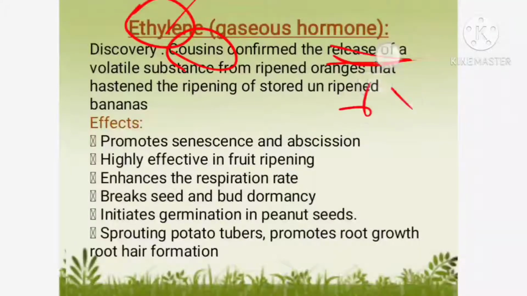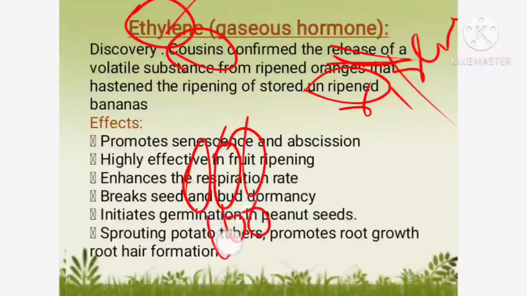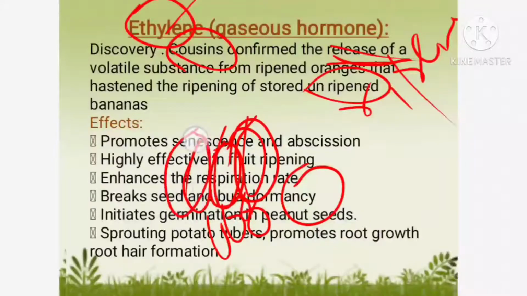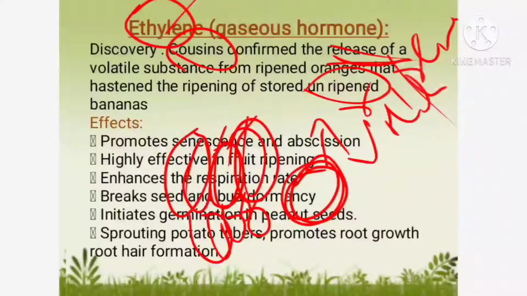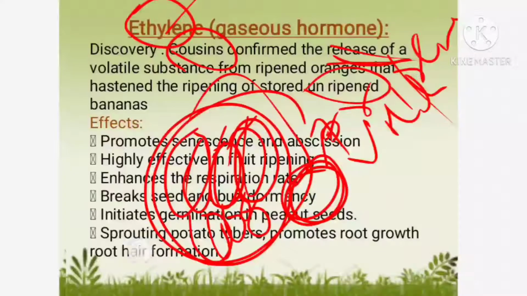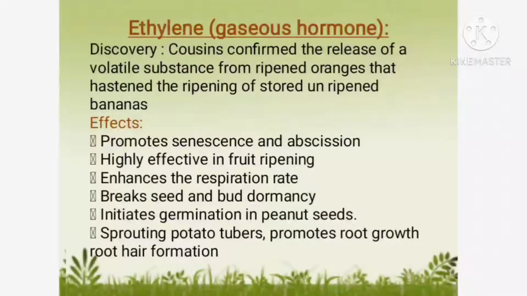He kept a ripened orange, which is emitting some sort of gas, with unripe bananas. Imagine these unripe bananas were kept here, and in that he kept a ripened orange. After some time, he saw that all these bananas got ripened, which means the orange was producing some volatile, gaseous substance, and this gas enhanced the ripening of the bananas. So he understood that some gas is emitted from them. When he studied it, he understood it was ethylene gas. So ethylene is a gaseous hormone.